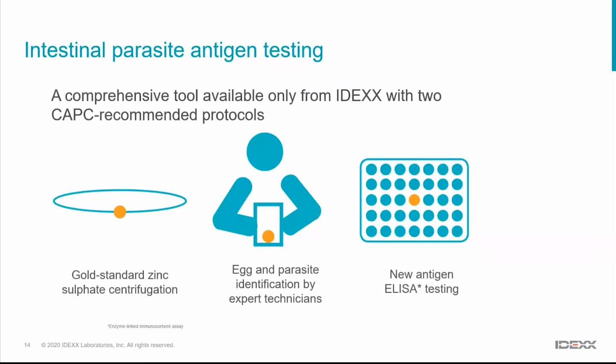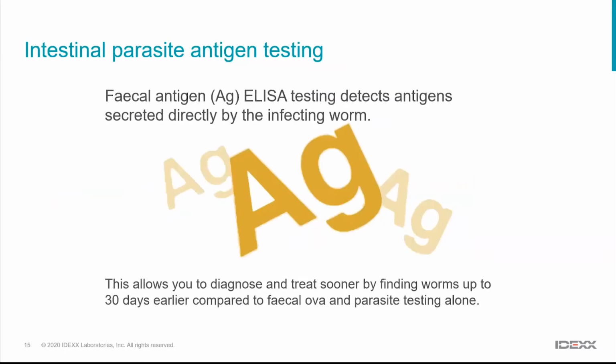So, beyond that zinc sulfate centrifugation with a trained scientist having a look at that, there are now antigen techniques. So rather than looking for larvae in the feces, we are looking for antigen coming from the adult parasite to detect in the feces, and to try and improve both the sensitivity and the specificity. And it's an antigen test that's an ELISA test, so enzyme-linked immunosorbent assay. So it's a good quality technique, with a number of advantages.